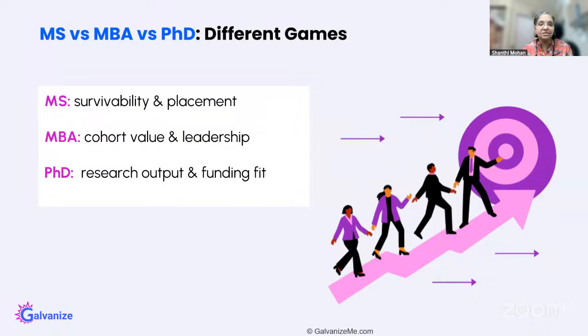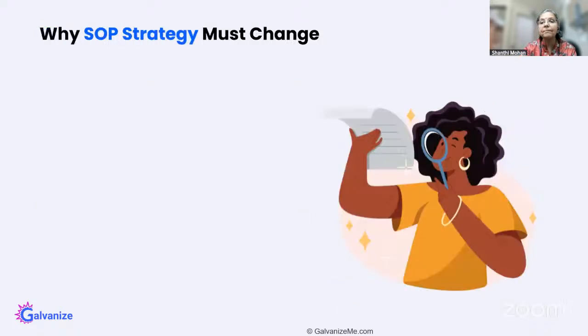The PhD, yes, it's so clear. Like you need to have a very clear understanding of what type of research you want to do, and what is the research output that you will definitely be getting, and of course, how much you fit the funding that is supported by the university.